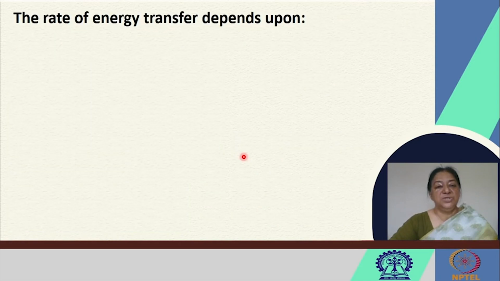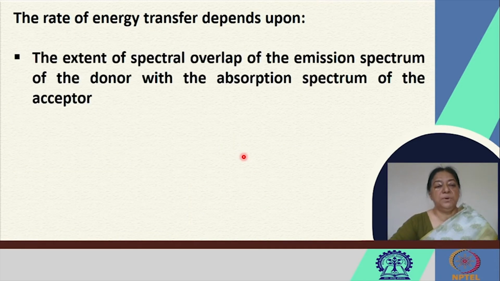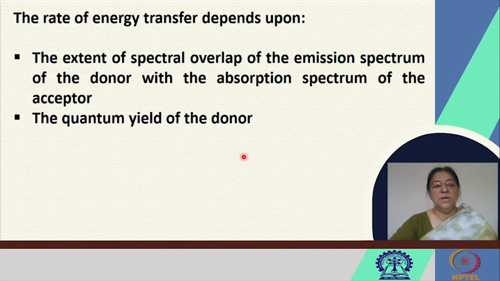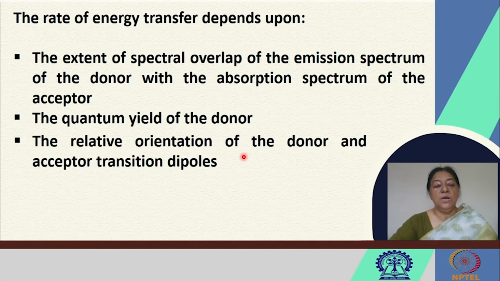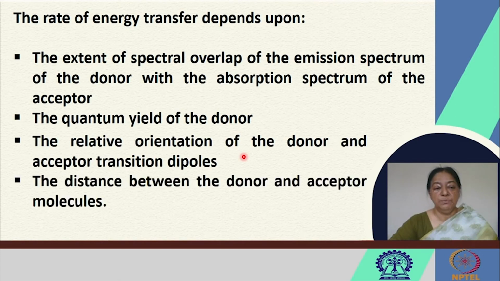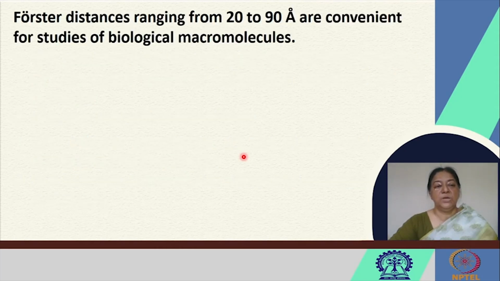This rate of energy transfer would therefore depend upon the extent of the spectral overlap of the emission spectrum of the donor with the absorption spectrum of the acceptor, the quantum yield of the donor, the relative orientation of the donor and acceptor transition dipoles, and the distance between the donor and the acceptor molecules.